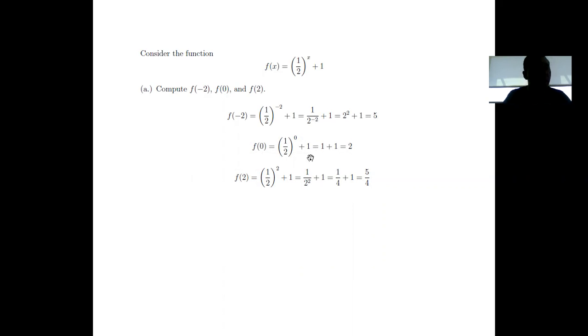f of 0. Well, anything to the 0 is 1. That includes 1/2. So (1/2)^0 is 1. That means we're just left with 1 plus 1. So f of 0 is 2.